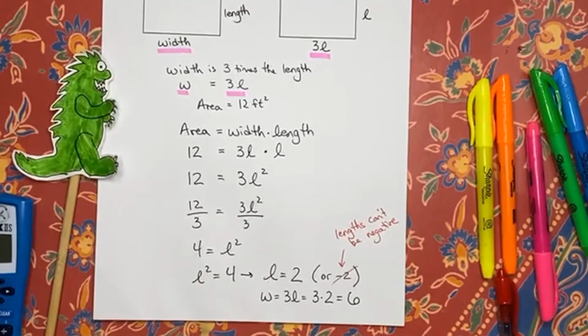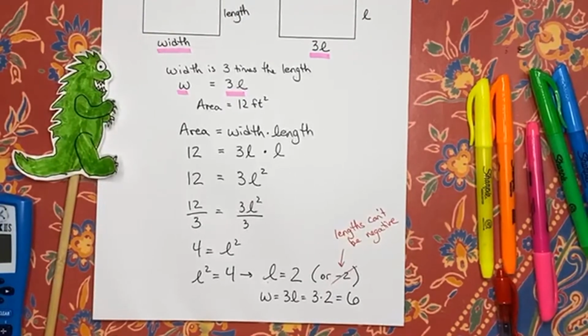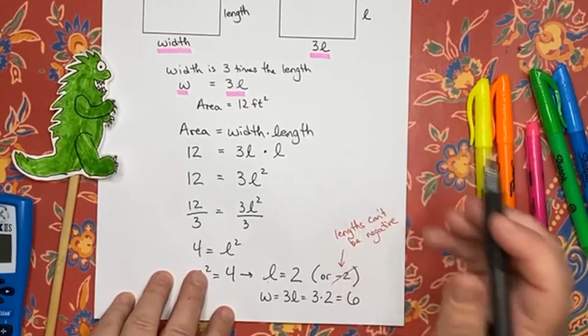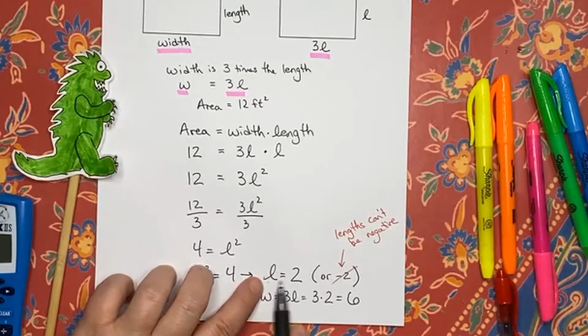Okay, and as usual, I've written so much that I have completely run out of room. So I'm going to write my answer. Where am I going to write my answer? That is a good question. I think I'm going to go ahead and write my answer right here. My length is 2.